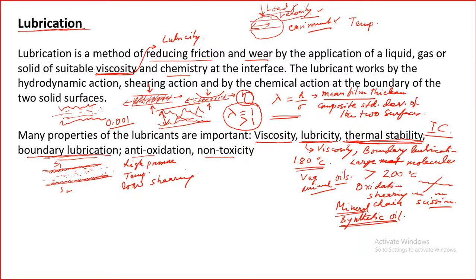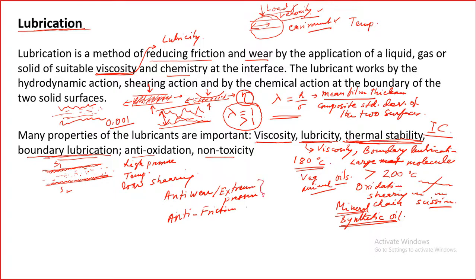So every lubricant will have this property, and this property can be enhanced if we add some additives. So lubricants that we use are not single component, they have lots of additives, and there are two types of additives. One is called anti-wear and extreme pressure additives, and another is called anti-friction.